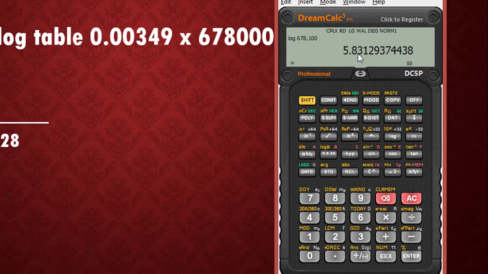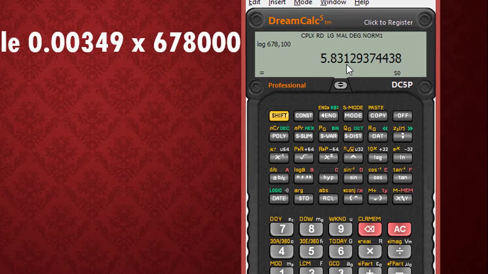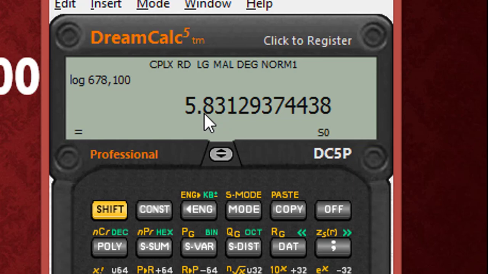We have 5.8312. Remember, we need to approximate to 4 digits. That's the mantissa side, which now needs to be 4 digits. That means our digits will stop around this 2. So if we approximate our 9 to this 2, it becomes 3, if you remember. So we now have 5.8313.